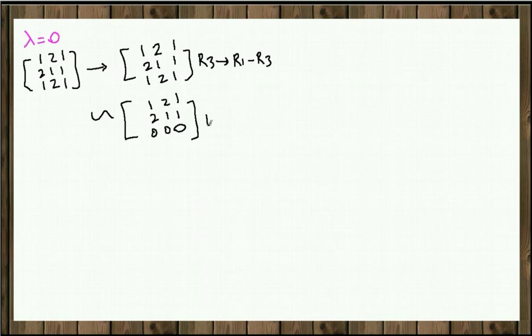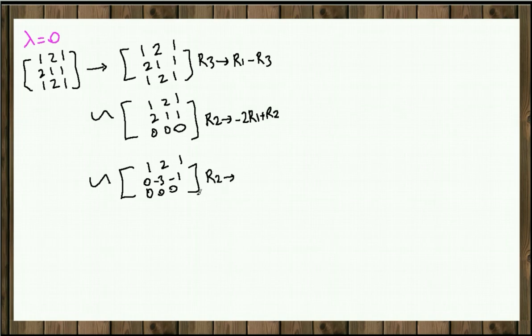Our second step is to change row 2. Negative 2 times row 1 plus row 2 will be helpful. So what we're going to get is row 1 is not changing, row 3 is not changing, and row 2 will be 0, negative 3, negative 1. Now we're going to change row 2. We can multiply everything on row 2 by negative 1/3. So we can get our first pivot. Row 3 did not change, row 1 did not change. Row 2 will be 0, 1, and it's going to be 1/3 positive.